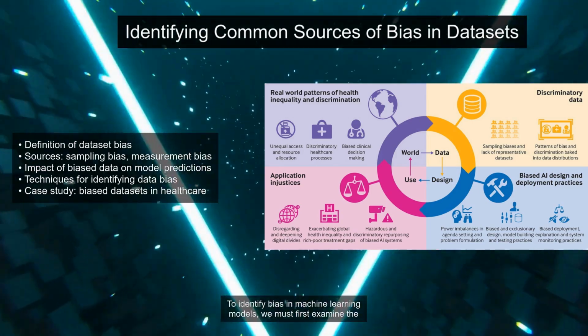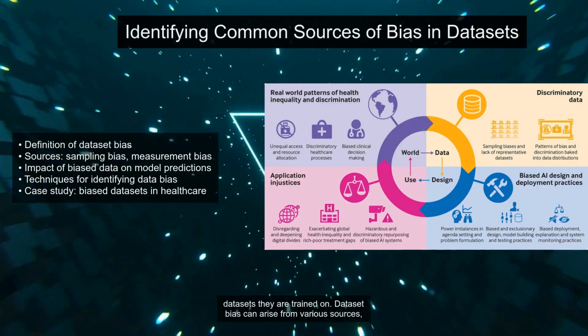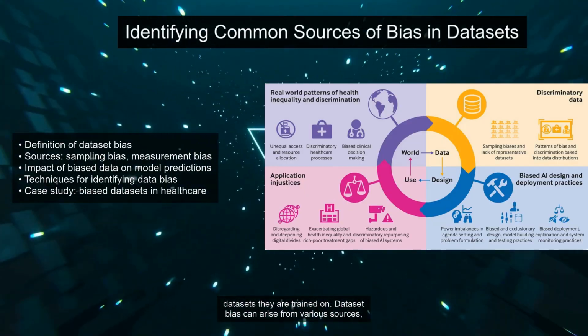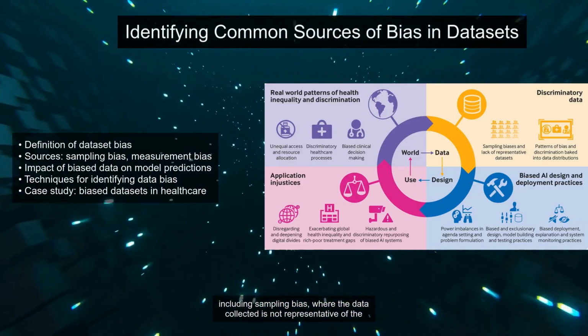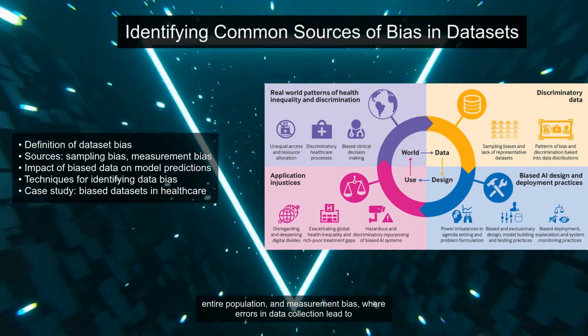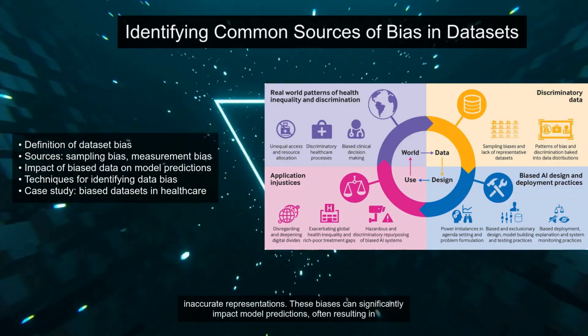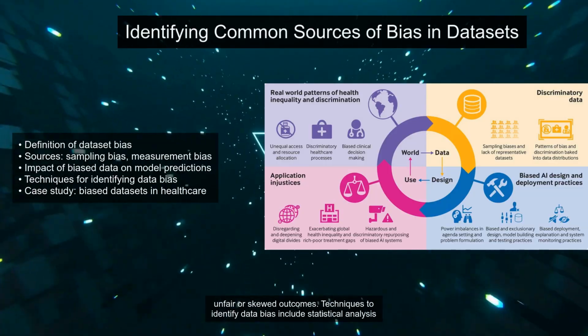To identify bias in machine learning models, we must first examine the datasets they're trained on. Dataset bias can arise from various sources, including sampling bias, where the data collected is not representative of the entire population, and measurement bias, where errors in data collection lead to inaccurate representations. These biases can significantly impact model predictions, often resulting in unfair or skewed outcomes.